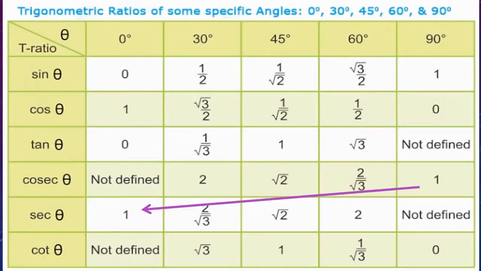So if you find out the values of cosec theta, you will automatically get the values of sec theta as well. Now let us see the relation between tan and cot. Tan 0 degree is 0.